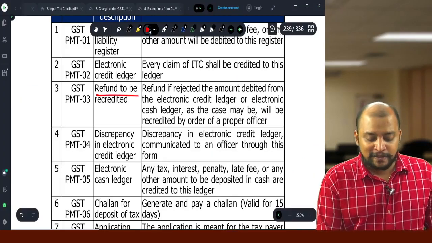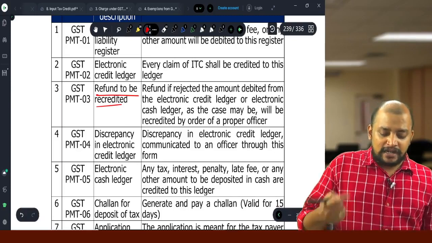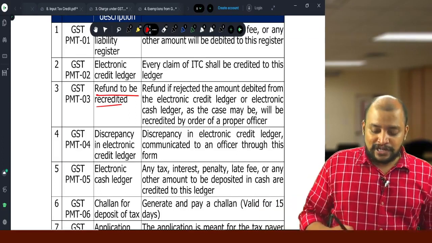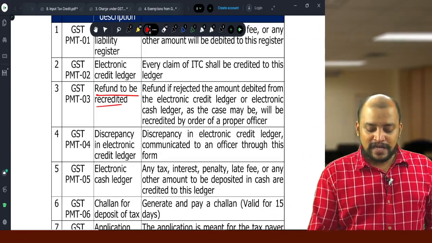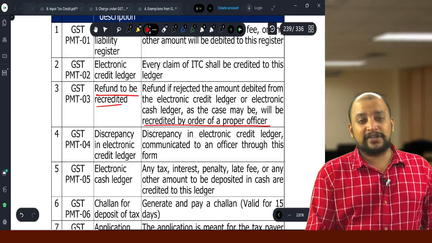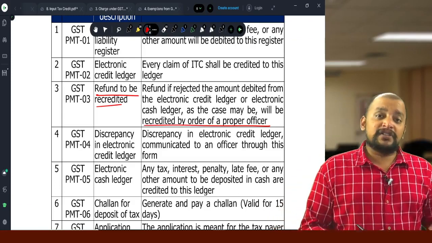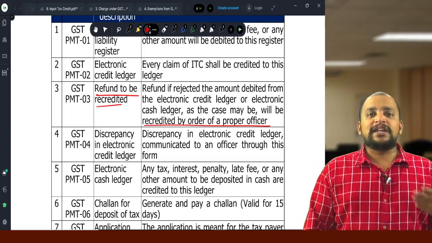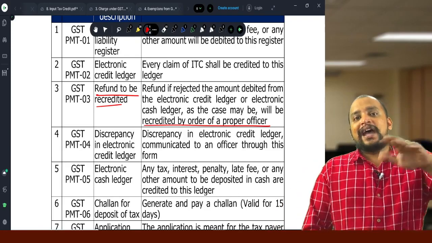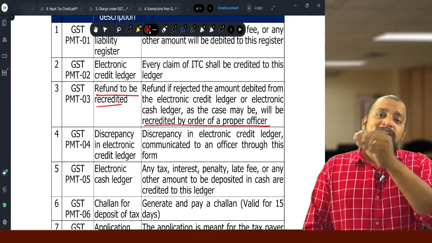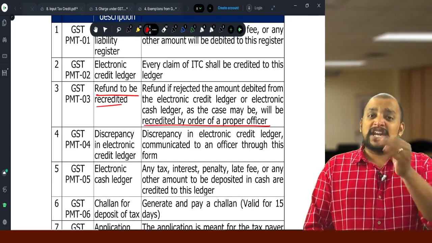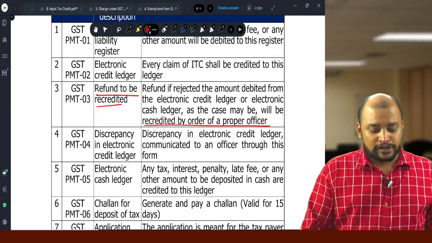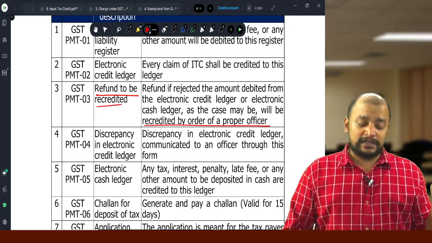So refund to be recredited. Whenever the amount will be coming back to the credit ledger, recredited, based on the order by the proper officer, that will go to the credit ledger. For that, the form that will be passed is known as PMT 3. Not only that, sometimes we claim the refund, and the moment we claim the refund, the credit ledger gets debited. Now if the refund gets rejected, then also the money will come back to the credit ledger. In that case also the order will be PMT 3.